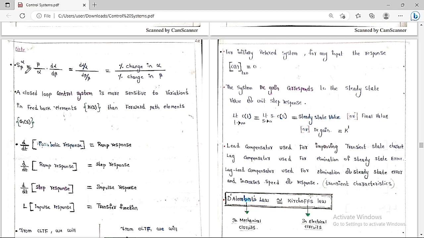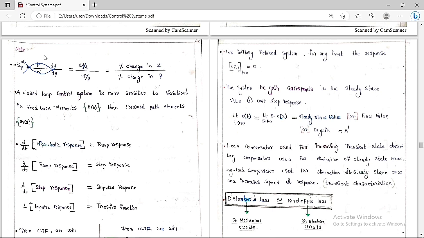So listen carefully. The sensitivity of alpha with respect to beta, I have already told you. If your alpha means this function, you have to write it here, and beta means this, you have to write it here. So therefore we can say the sensitivity of alpha with respect to beta is equal to beta by alpha into d alpha by d beta.